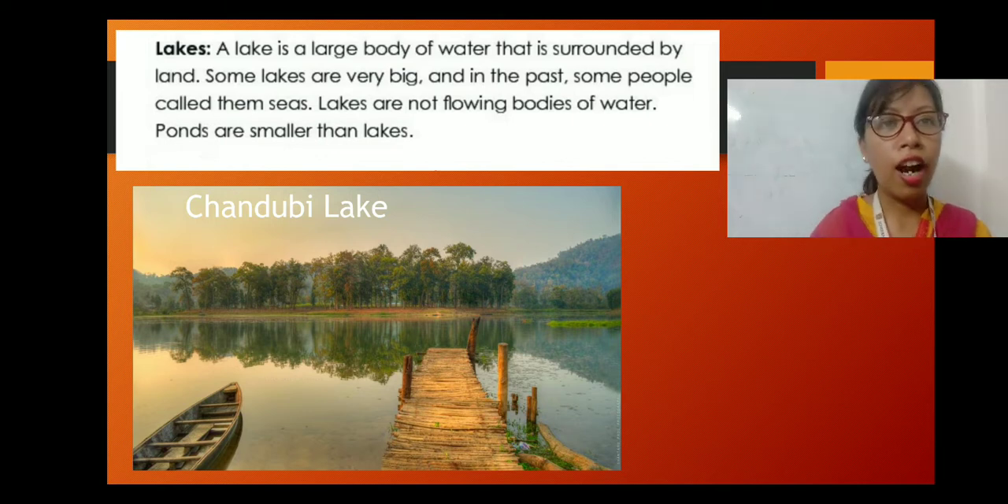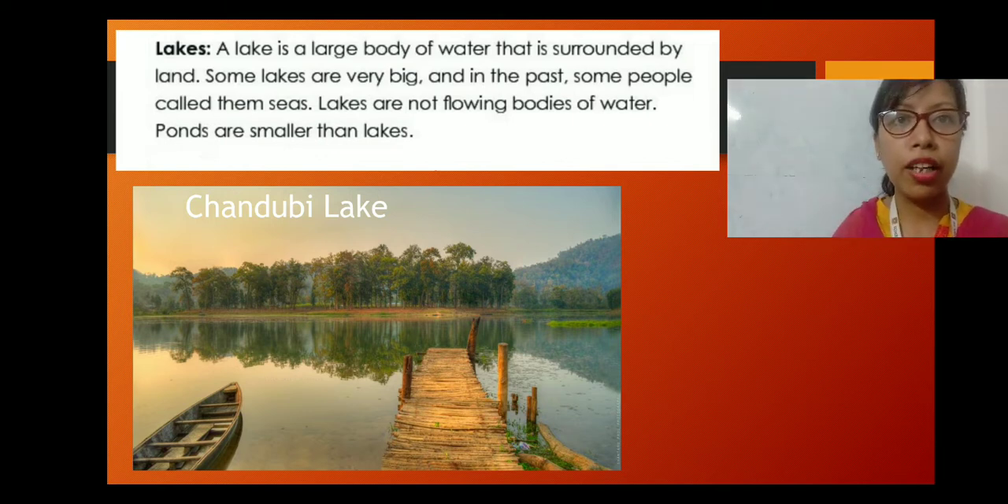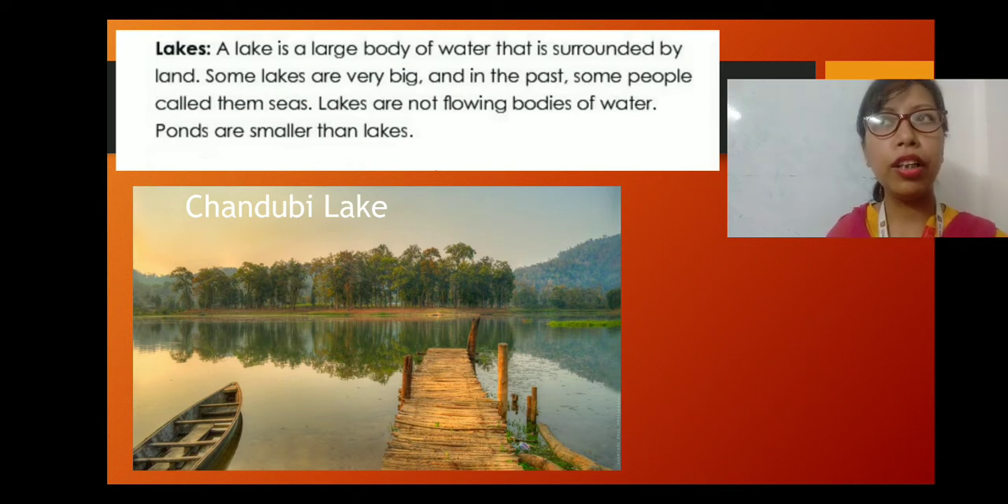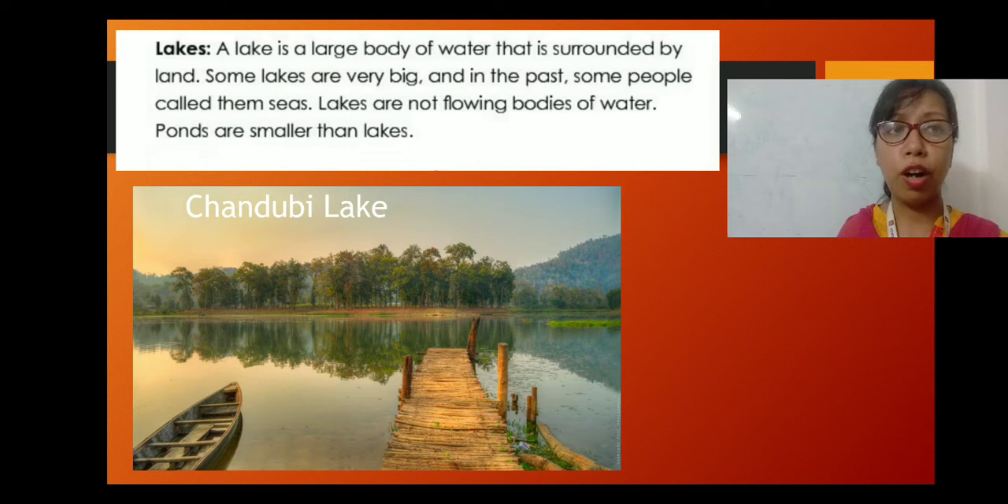Now these are a bit big, okay, but not big like the sea. But in earlier days, people didn't know how large the lake or the sea is. That's why they mistakenly called the lakes seas and seas oceans. But now a large body of water which is surrounded by land is called a lake.